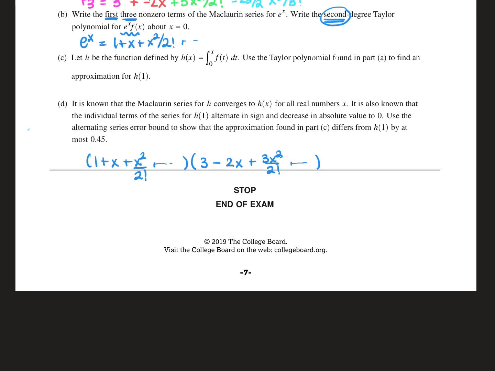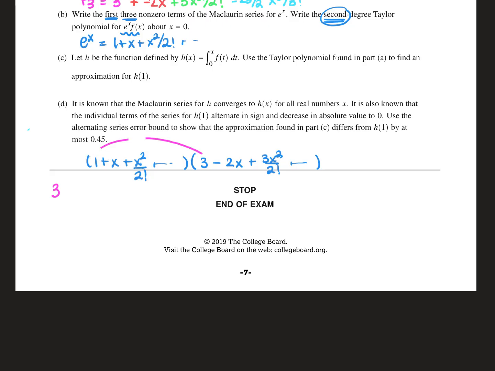Now it's impossible to multiply an infinite polynomial by an infinite polynomial, so what we're going to do is go term by term. So the first thing I'm going to ask is, is there any way we can get a constant by multiplying these 2 polynomials? The only way we can get a constant is by multiplying the 2 constants, so 3. Now we finished off the constant term.